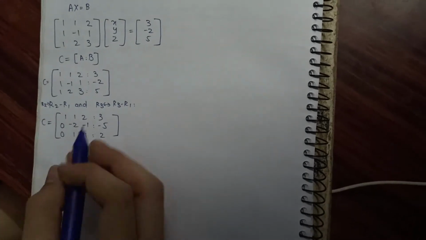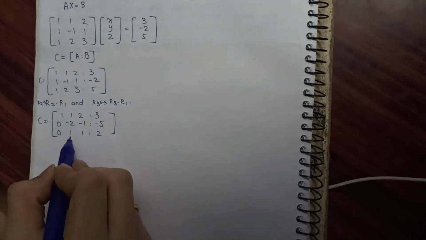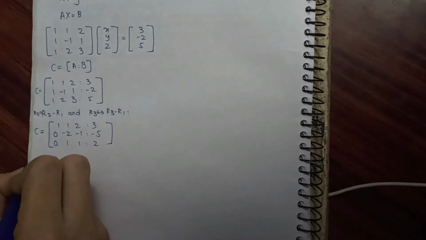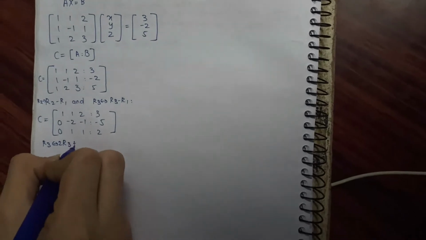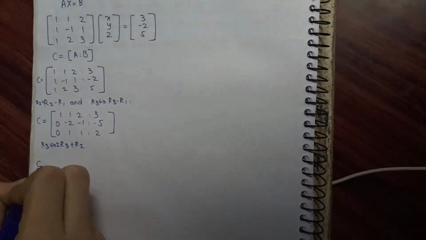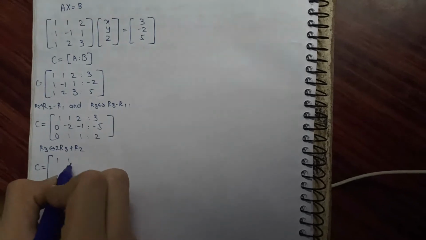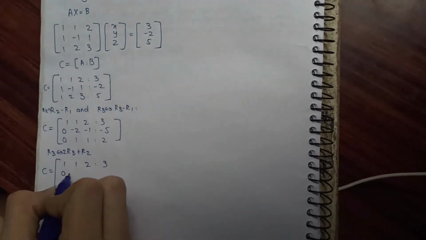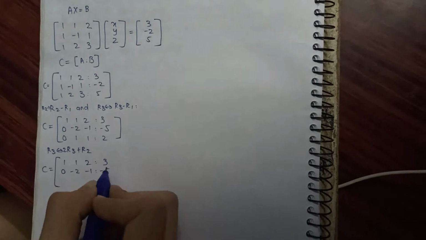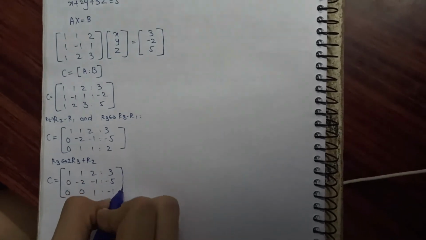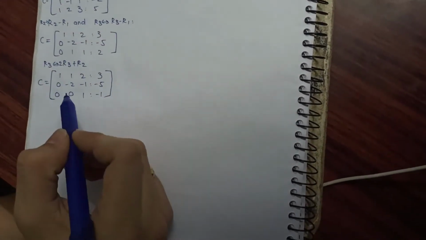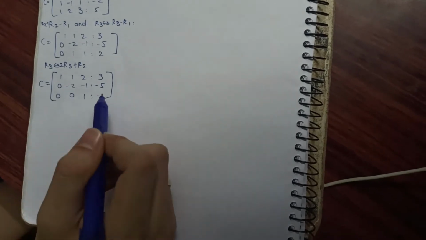So now we need to convert this 1 to 0. For that we will multiply this entire row by 2 and we will add that row to R3. So R3 changes to 2R3 plus R2. So C is equal to 1, 1, 2, 3, 0, minus 2, minus 1, minus 5, 0, 0, 1, minus 1. Now we can see these elements are 0, that is the matrix is converted into upper triangular matrix.